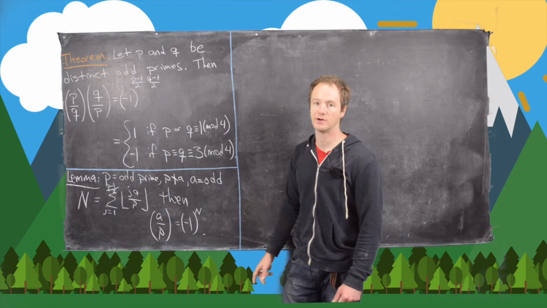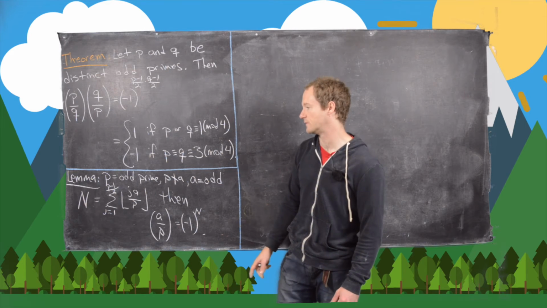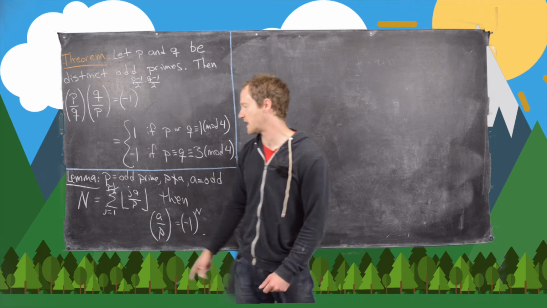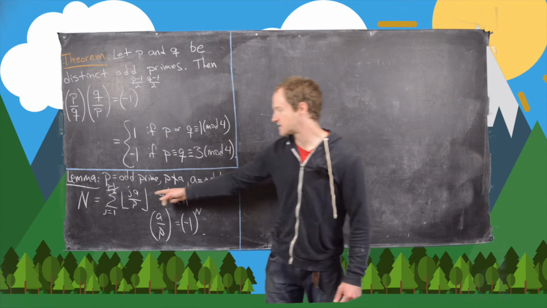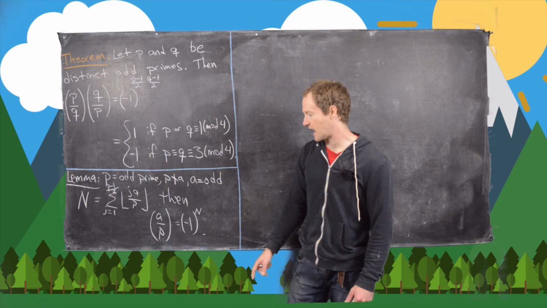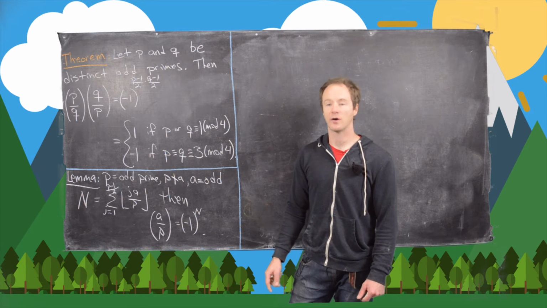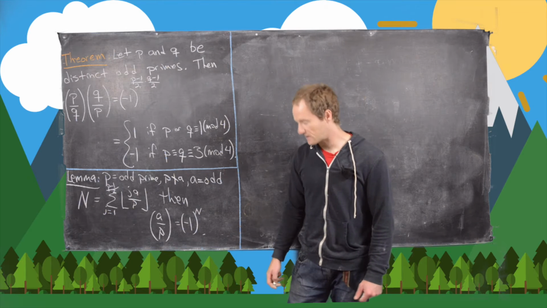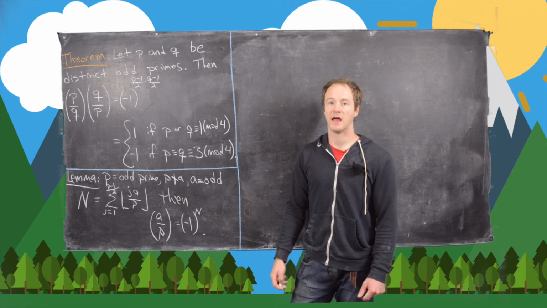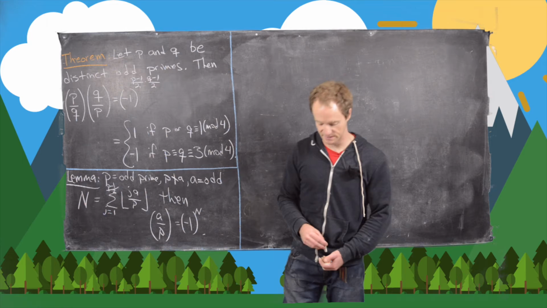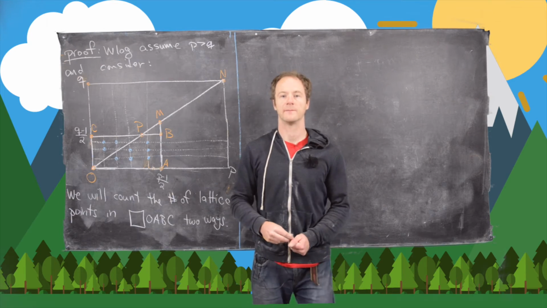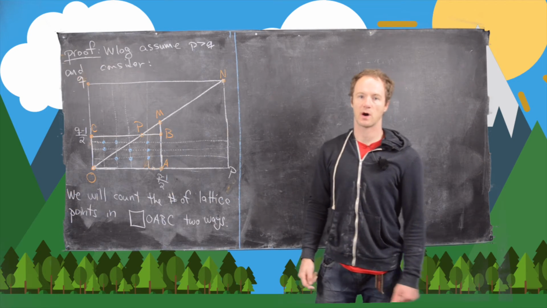And along the way, we'll use this technical lemma that we just proved, where if you define this capital N as this sum of these floors, then (a/p) is equal to (-1)^N. Okay, good. So now I'm going to finally get the board all cleaned up and prepped for the proof of the quadratic reciprocity theorem. Okay, so now we're ready for the proof of the quadratic reciprocity.